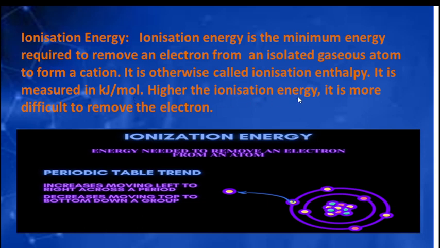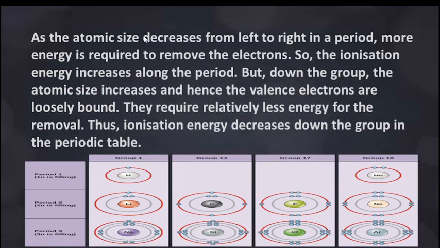The higher the ionization energy, the more difficult it is to remove the electron from the outermost shell. As the atomic size decreases from left to right in a period, more energy is required to remove the electrons. So the ionization energy increases along the period.